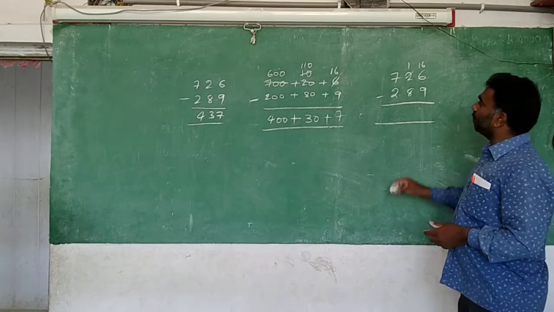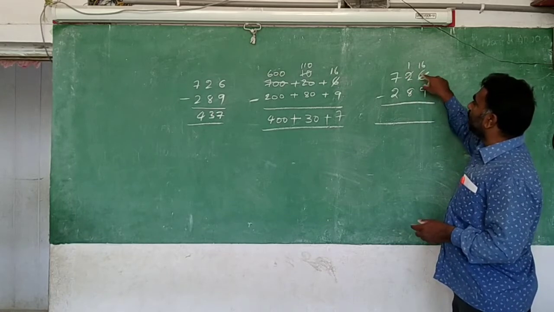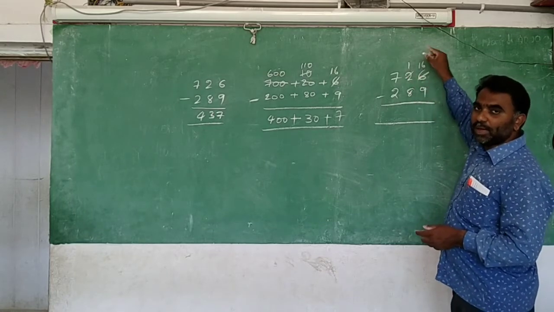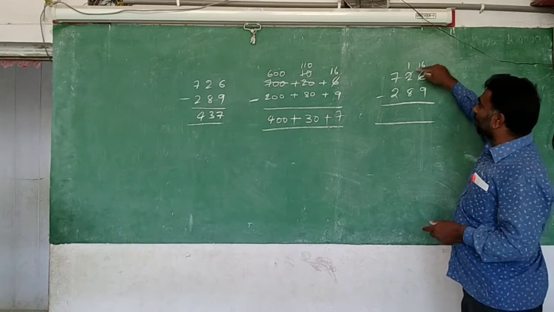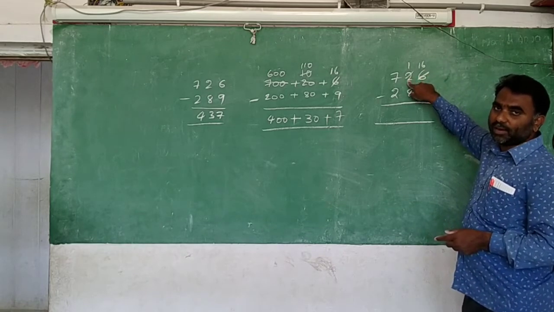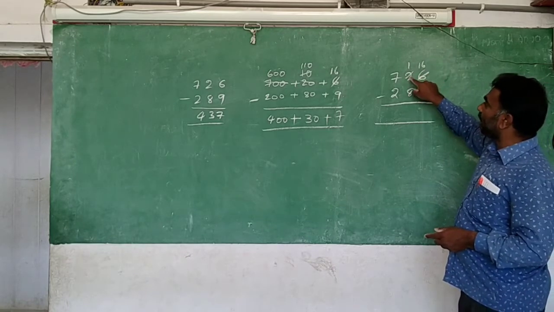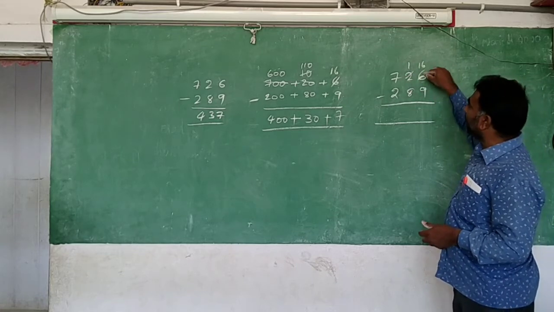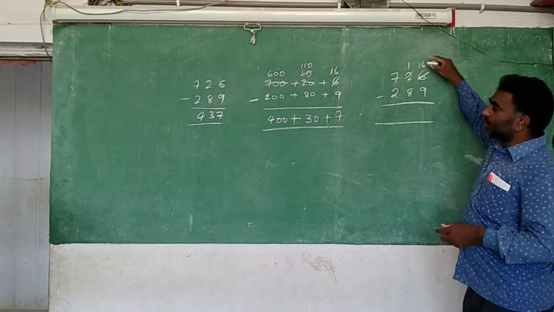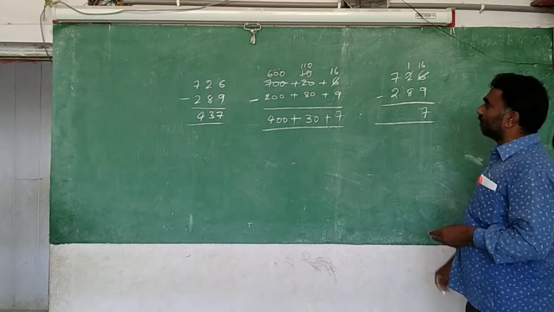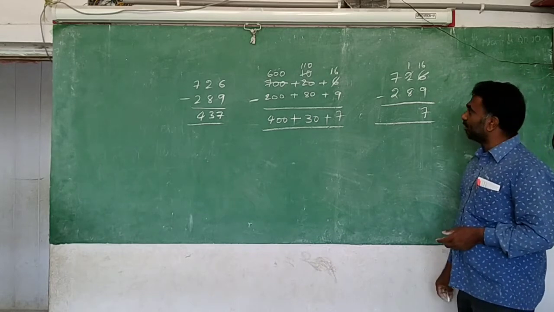So that is most important here. Maybe you are thinking, sir, 1 only we have given, 6 and 1 will become 7. No. It is from the 10's place you have taken 1 here. That's why that is 10, and this 6 will become 16. So 16 minus 9 will be 7.